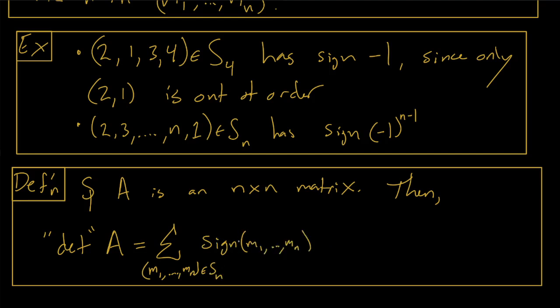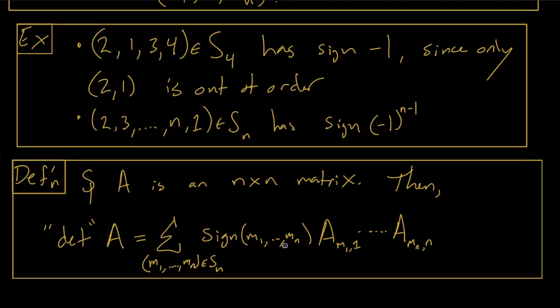maybe I should put double parentheses on it, but I'm not going to, times a_{m1,1} dot dot dot all the way down through a_{mn,n}. Okay, so you're just using the permutation on the first index. And you're taking the big old product right there. The coefficient is the sign.